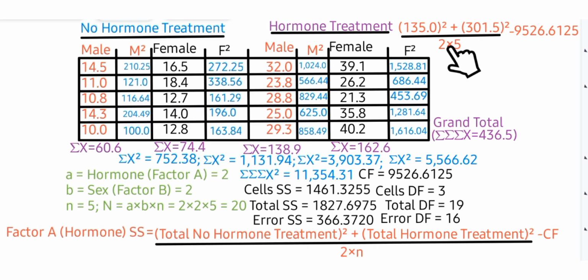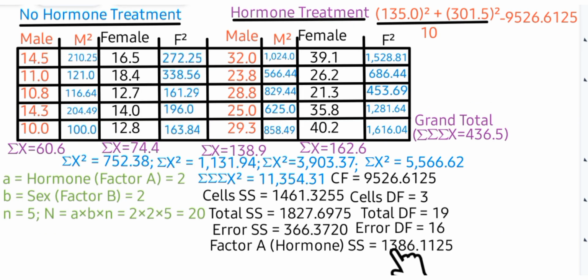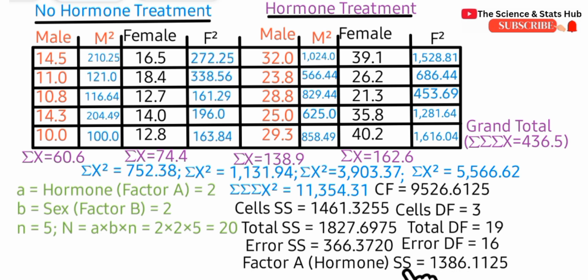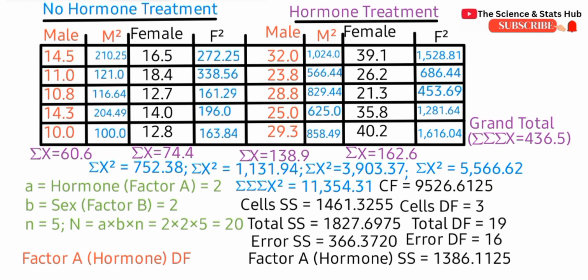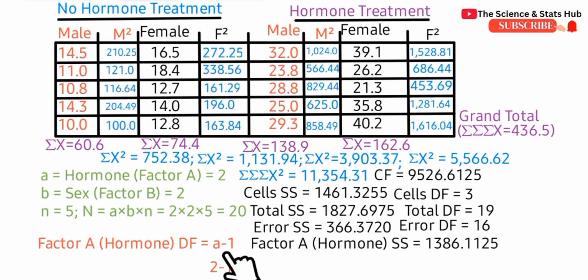times 5, 10. Therefore, 135.0 squared plus 301.5 squared, divided by 10, minus 9526.6125 gives 1386.1125. We'll record this value on our summary table as the A sum of squares. Now let's calculate factor A degrees of freedom. With this formula, A value is 2 minus 1, which gives 1.